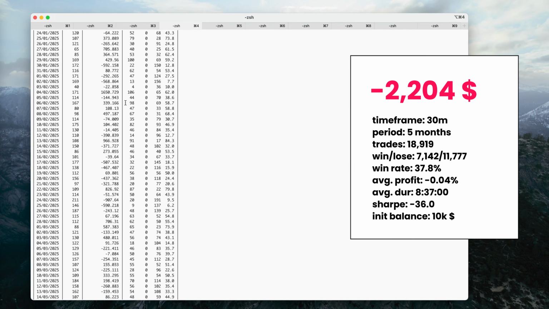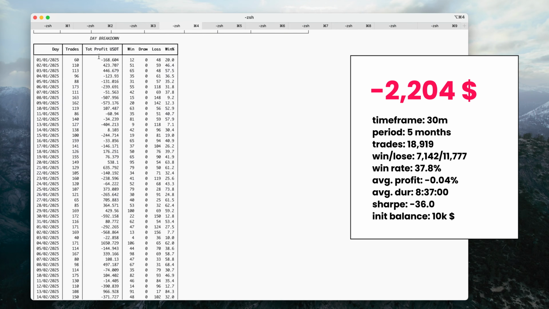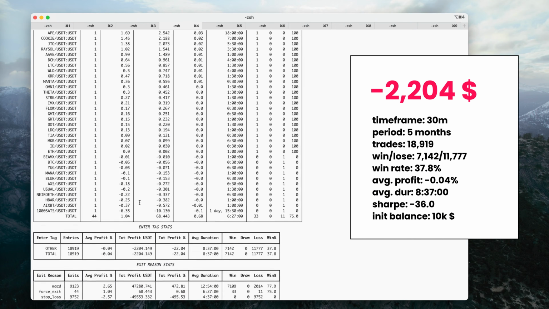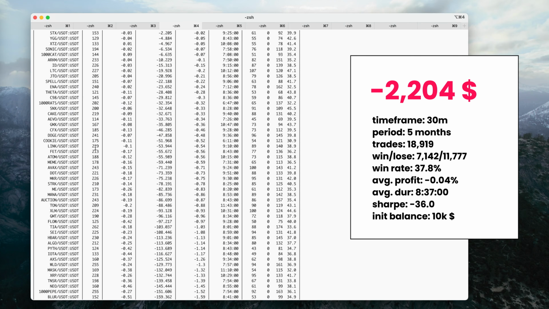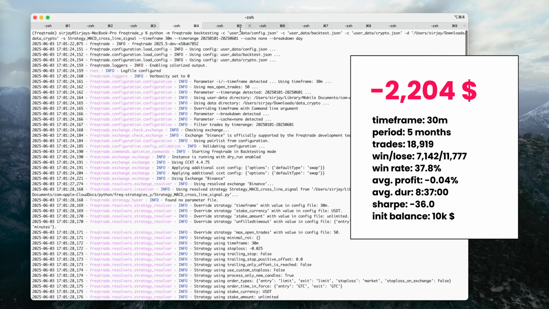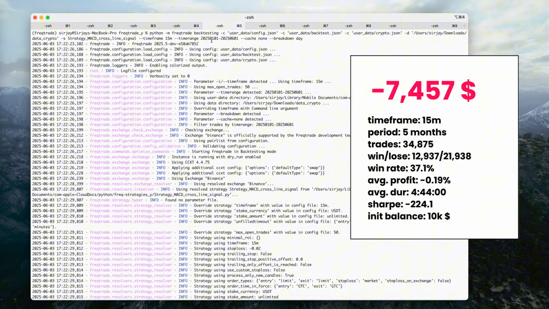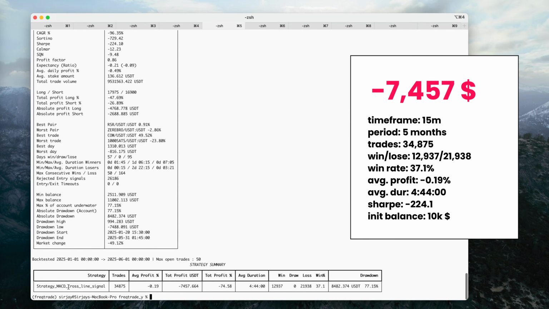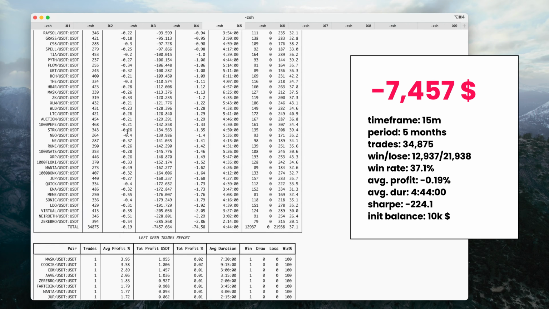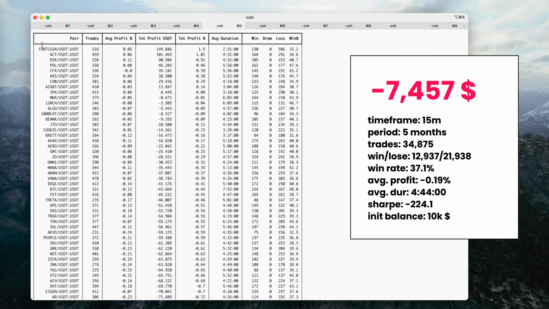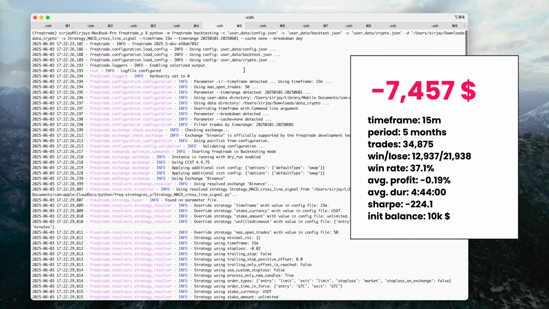You can see the day breakdown. Now I got the breakdown by day, and generally we got some high days, but mostly it's all about the negative. Here are the coins, the best and the worst trades. This is it. 15 minutes I tested also for 5 months. Here the results are absolutely negative. Long and short also negative. And here mostly all the coins are negative.